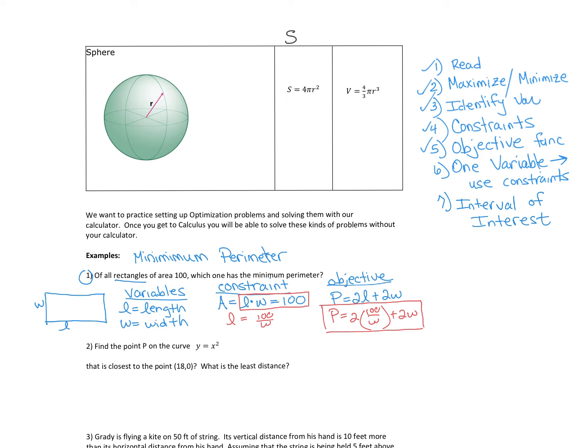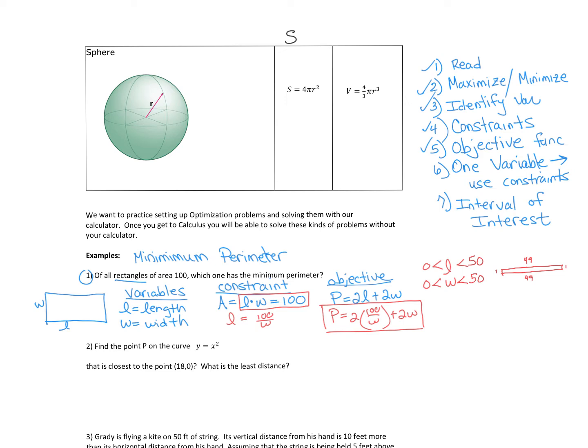Our interval of interest, because we have a rectangle, we know that length and width have to both be greater than 0, but they also have to be less than 50. Now, where did the 50 come from? Well, I could have a very long, skinny rectangle, keeping in mind that I have to have 2 lengths and 2 widths. So let's say, for example, this was 49 and this was 49. That would leave me 1 unit on each side.